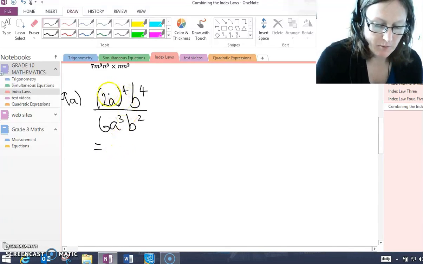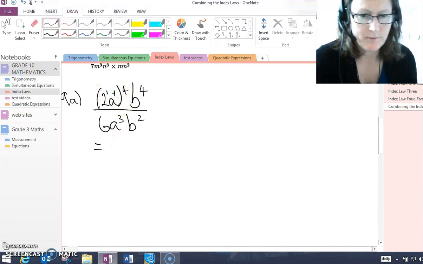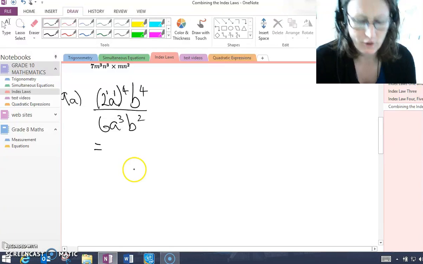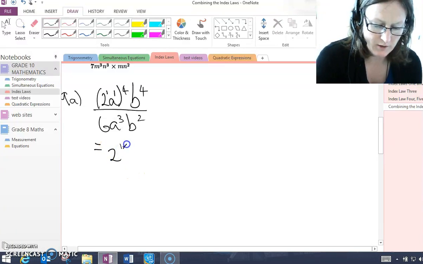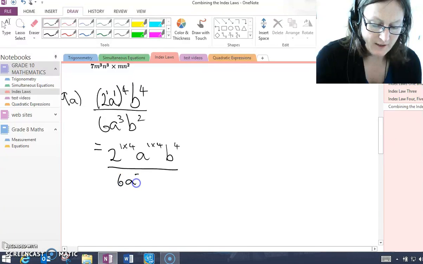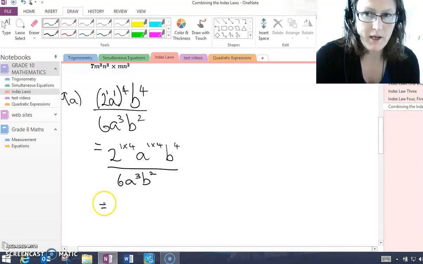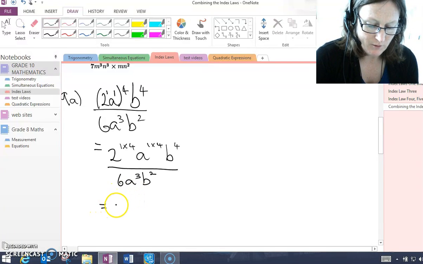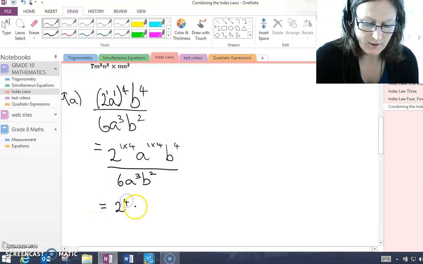Okay, I'm going to put my 1 here and my 1 there. I really recommend that so you don't forget that it's 2 to the 1 times 4, a to the 1 times 4. Then we've got b to the 4 over 6a cubed b squared. So I've just done my power to the power rule. From here it's 2 to the power of 4, a to the power of 4, b to the power of 4 over 6a cubed b squared.